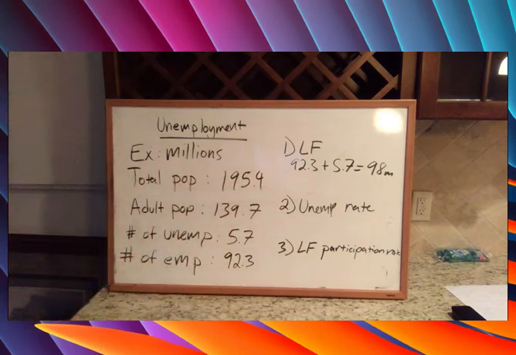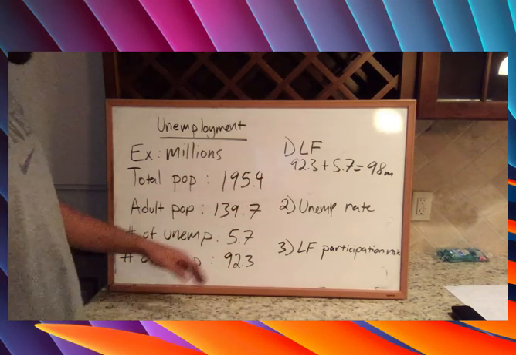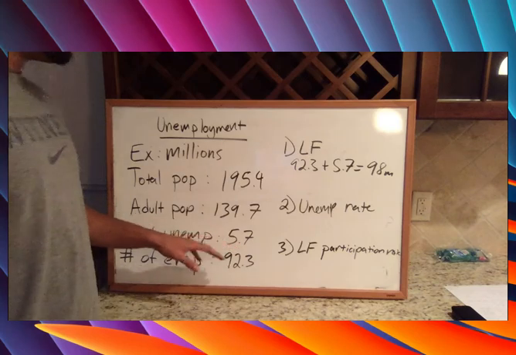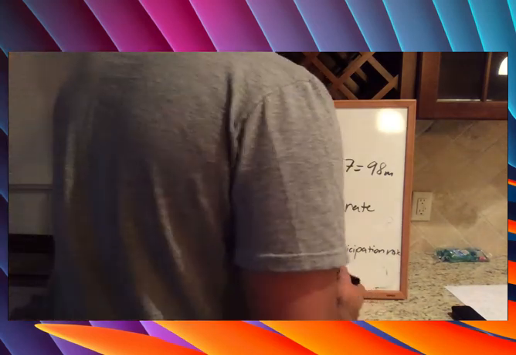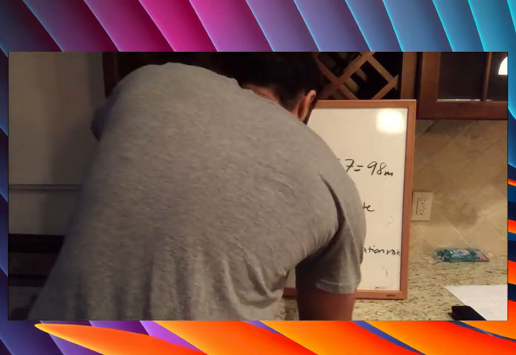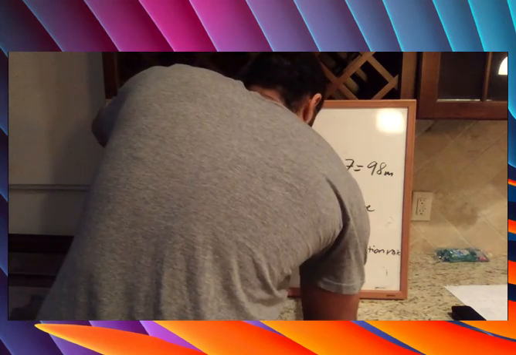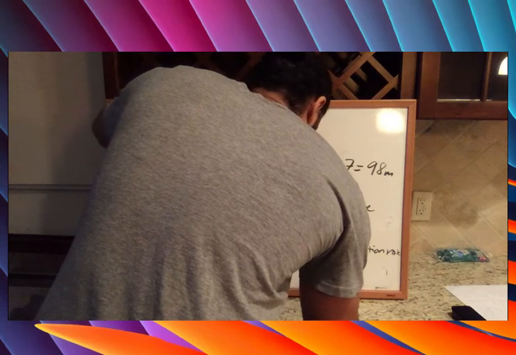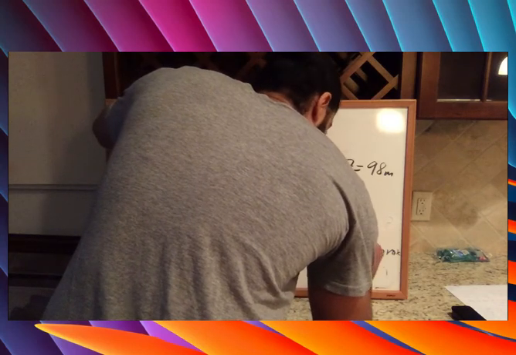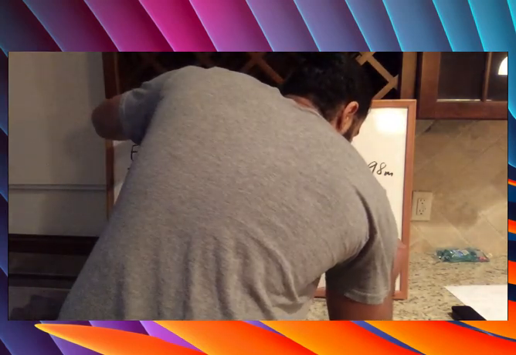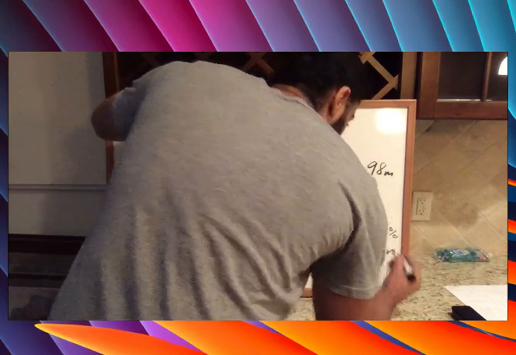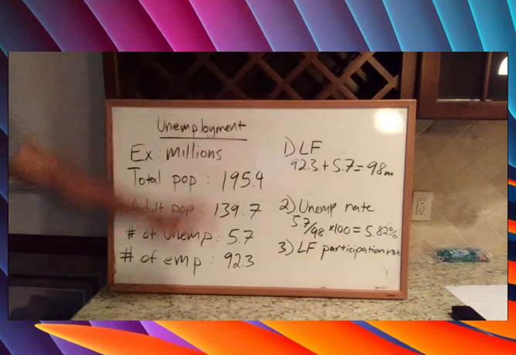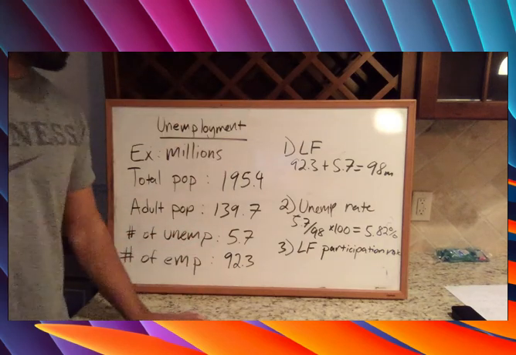Now we want to calculate our unemployment rate. Our unemployment rate is the number of unemployed individuals divided by labor force multiplied by 100. So it's 5.7 divided by 98 million multiplied by 100, and you should get 5.82%. Again, we're just using our output and we're dividing it through.